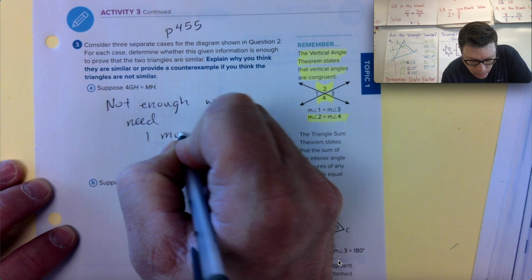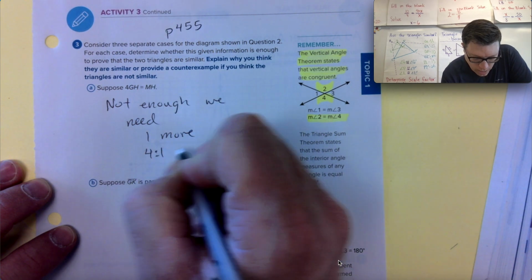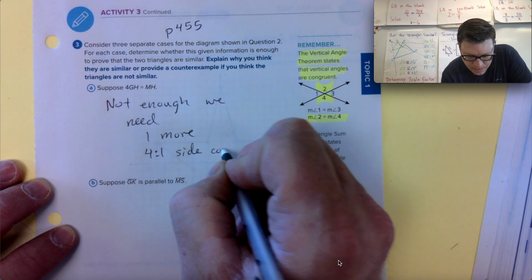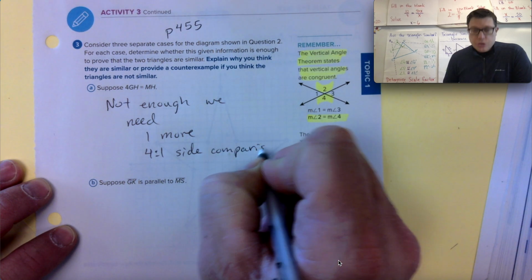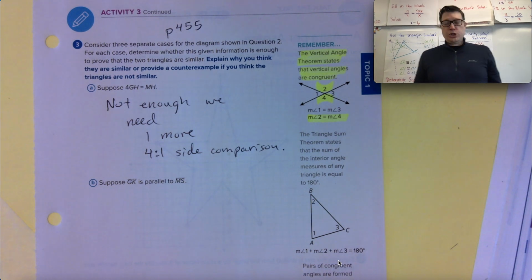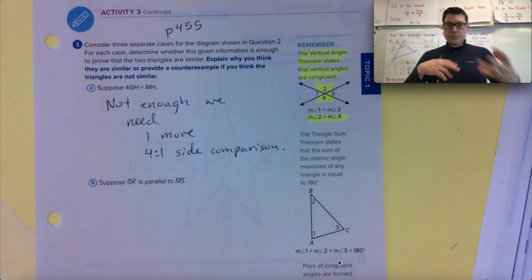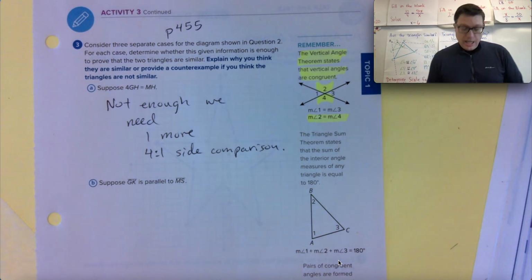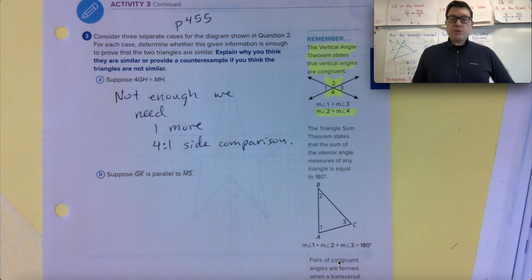We need one more side comparison to go with the 4-to-1. The truth is, in order to show that triangles are similar, we have angle-angle similarity. Just find two angles and two other corresponding angles that are the same size. And therefore, because of angle-angle, the triangles themselves are in fact similar.